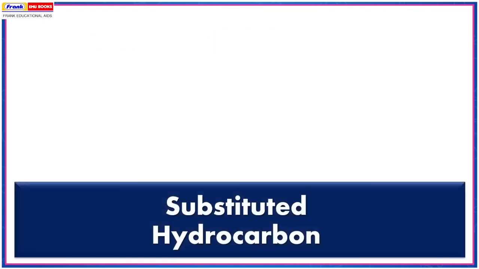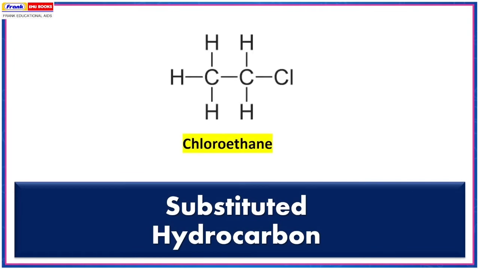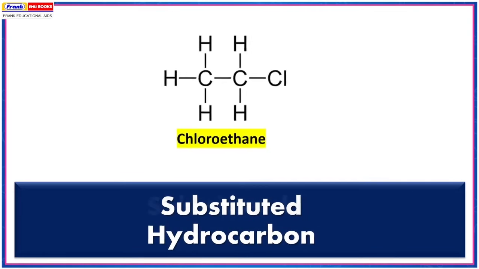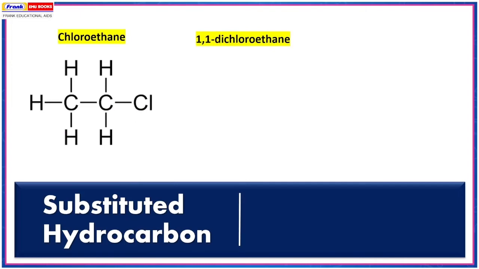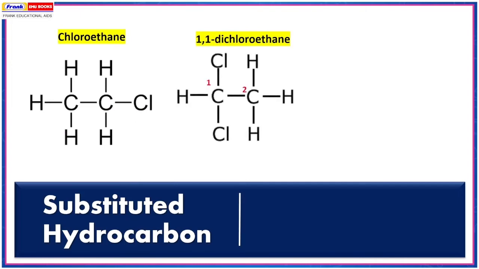Substituted hydrocarbon, chloroethane, CH3, CH2, Cl. 1,1-dichloroethane. The nomenclature starts from right to left. The rightmost carbon has been named as C1 with 1 hydrogen and 2 chlorine groups attached to it. The second carbon contains 3 hydrogens attached to it, and hence it has been named as 1,1-dichloroethane.